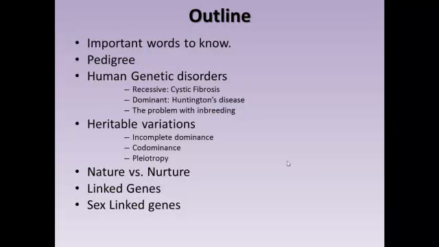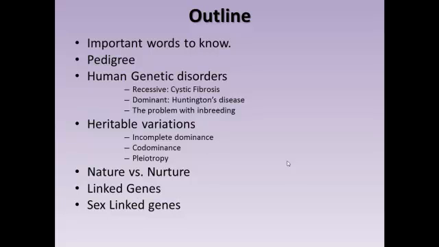As we have been doing, initially we're going to go over some important words, then we will talk about pedigree, human genetic disorders, a few examples. There are many, obviously, but we'll talk about a few common ones that are rare in that there is only one gene that causes them. We'll briefly touch on the problem with inbreeding in a genetic term. We'll move on to heritable variations.